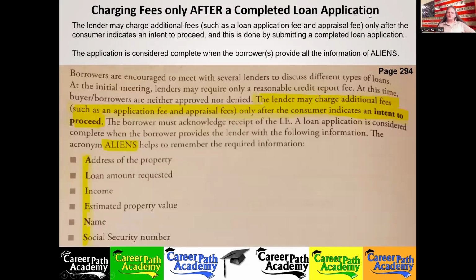Okay, so lenders can charge fees only after the loan application is completed. Otherwise, I don't think they could charge more than $25. So the lender may charge additional fees, such as a loan application fee and an appraisal fee, only after the consumer indicates an intent to proceed. And this is done by submitting a completed loan application, or aliens. And that's when all this information has been provided. You see it says aliens straight down.